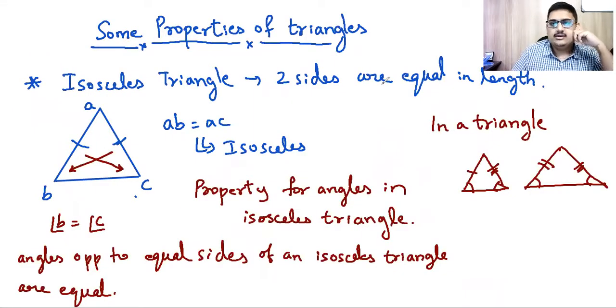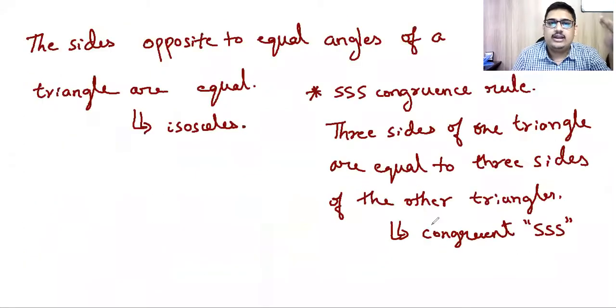Then we studied some properties of triangle. That is where we studied about isosceles property. Isosceles property means in a single triangle, if two sides are equal, then we call that triangle as isosceles triangle. And for that we studied a property: in an isosceles triangle, angles opposite to equal sides are equal, as well as the corresponding reverse, that is sides opposite to equal angles of a triangle are also equal.